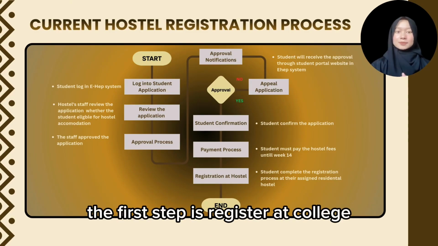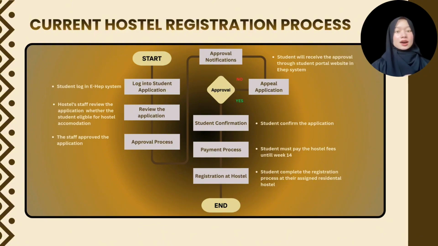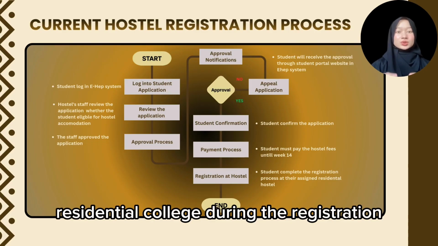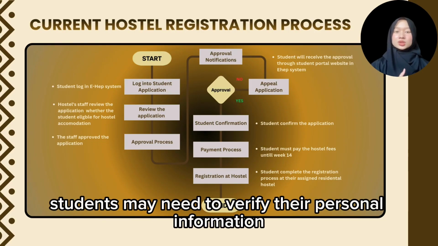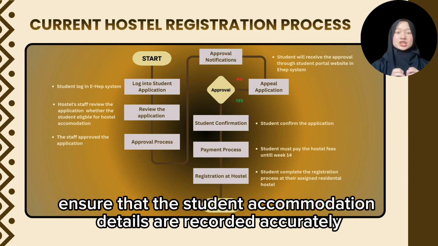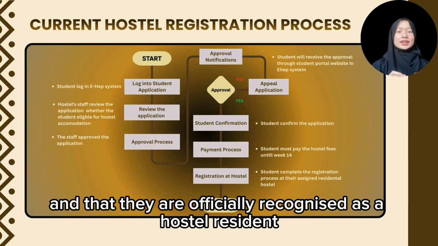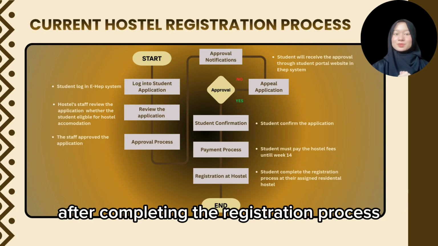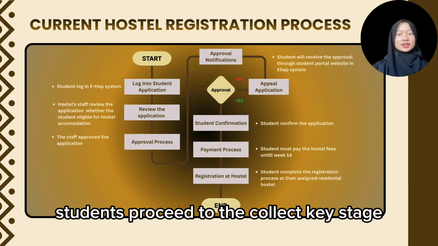The next step is register at college. After accepting the hostel offer, students are required to register at their assigned residential college. During the registration, students may need to verify their personal information and submit any required document. The registration process ensures that the student accommodation details are recorded accurately and that they are officially recognized as a hostel resident. After completing the registration process, students proceed to the collect key stage.